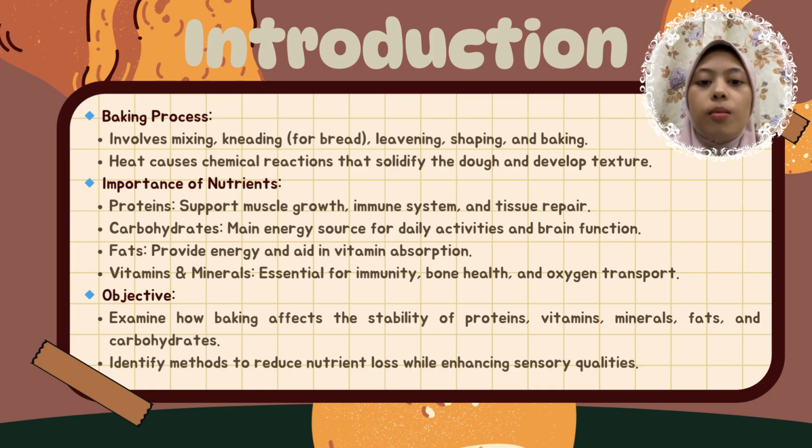Baking is a complex process that involves several steps, starting with mixing ingredients like flour, water, sugar, and fat to form a dough or batter. When making bread, kneading helps develop gluten, providing structure. Leavening agents like baking powder or yeast make the dough rise. Finally, baking in the oven causes chemical reactions that solidify the dough and determine its texture.